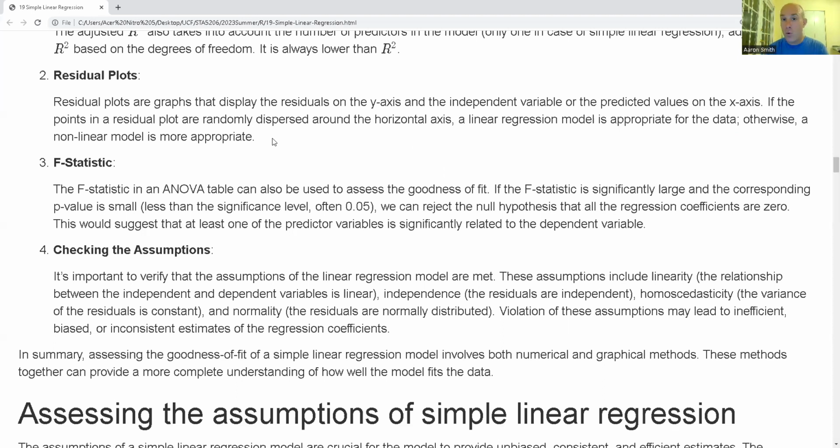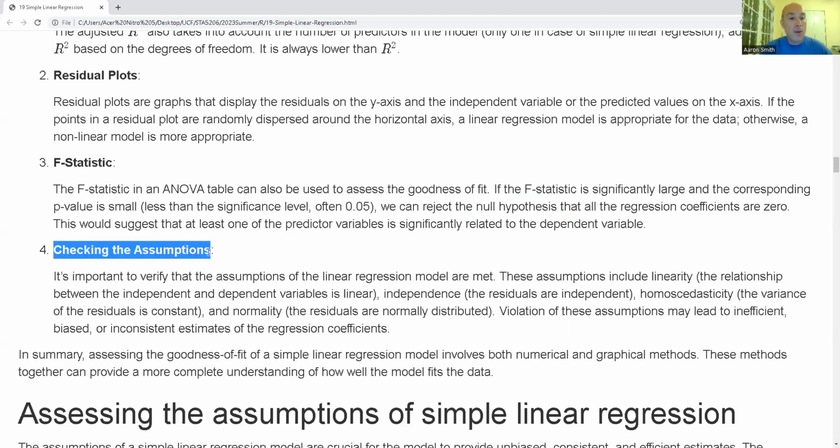Another option, instead of a different model, is that we could just do a transform on our x and y, which technically is a different model, but it's pretty close. So I could transform x, I could transform y, and then rerun the regression. I might get a better model. Now, the F statistic in ANOVA can be used to assess the goodness of fit. If the F statistic is significantly large and the p-value is small, then we reject the null hypothesis in favor of the alternative and conclude that the regression coefficient is not equal to 0, which indicates that I have a model worth working with.